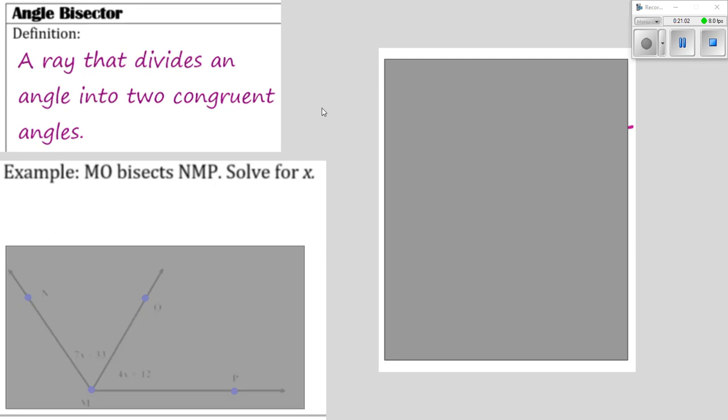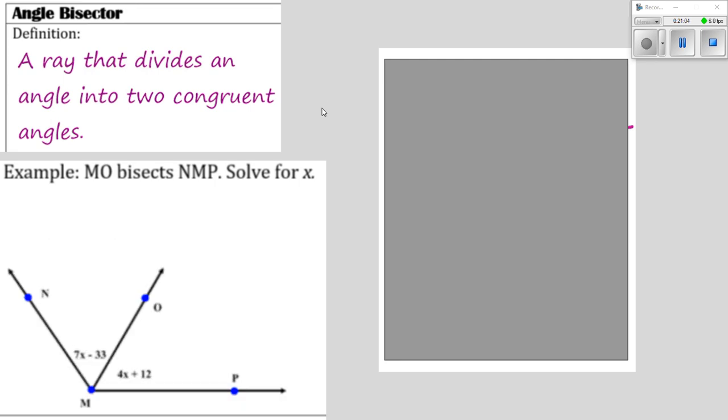So with an example, it says MO bisects NMP. So you see MO is bisecting MNP. They want you to solve for X. So one section is 7X minus 33, the other one is 4X plus 12. If MO is the bisector, it is cutting the angle MNP into two congruent angles. So what can you say about MNO and OMP?